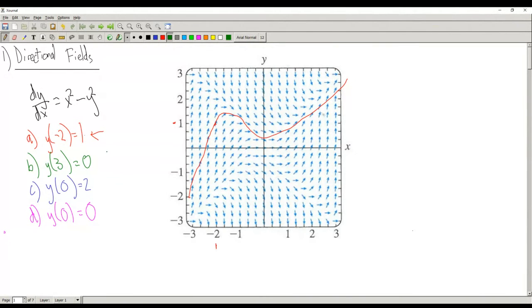Your next curve, y of 3 equals 0. So our y is going to be 0. Our x is going to be 3. We go to this over here, and we would get something that looks roughly like this.